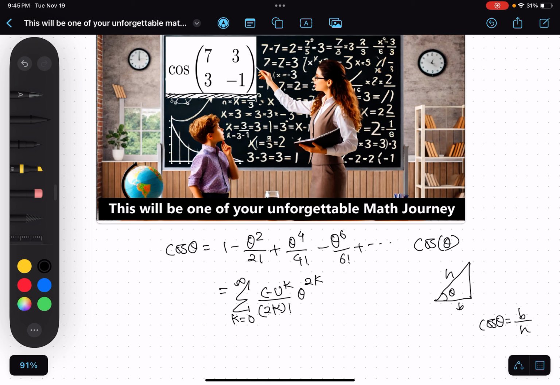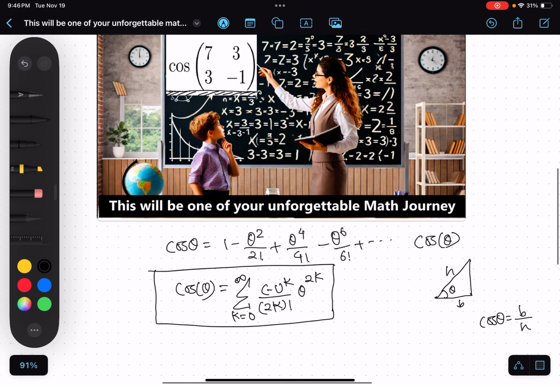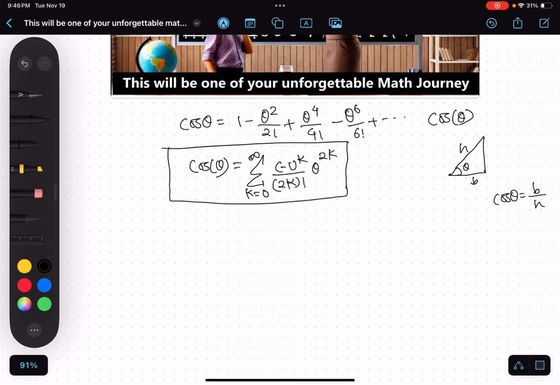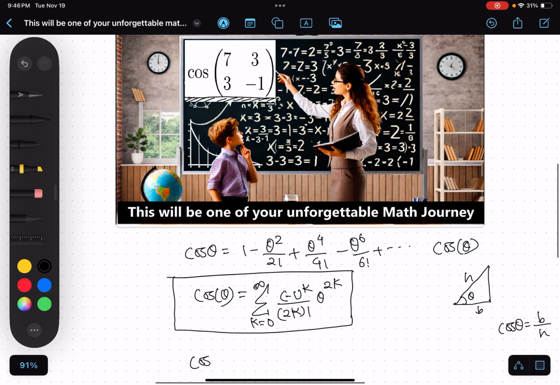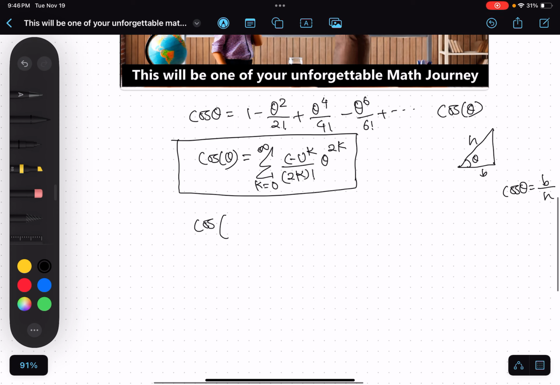Now suppose the definition of cos theta is this Taylor series. Then we are able to generalize theta even to matrices. Even if theta is a matrix, with this definition we will be able to compute the value. If I substitute theta as the matrix 7 3 3 minus 1, this will just be the sum from k equals 0 to infinity of minus 1 to the power k by 2k factorial, times the matrix to the power 2k.